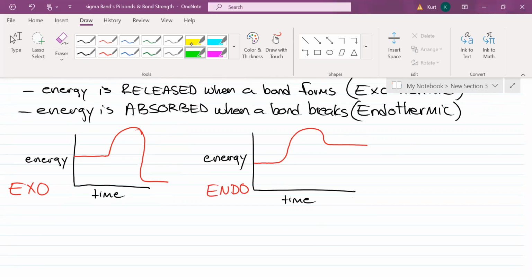If you notice here, my energy level is at that level, and then when you end, it's lower. That means energy was lost. If I am here, and then I end there, that means energy was gained. That would be endo.